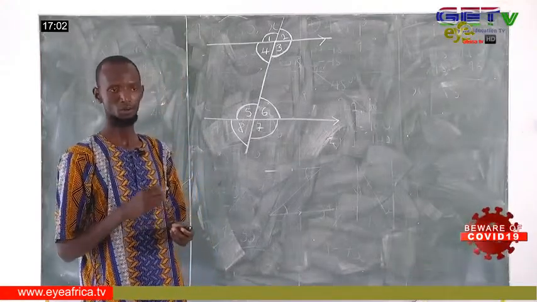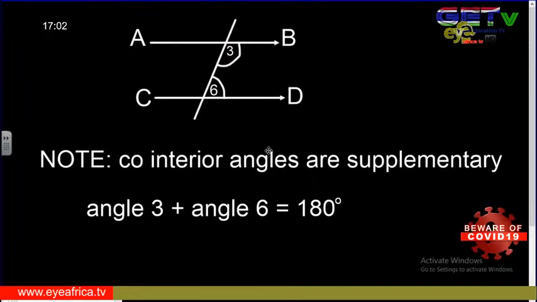Now note that co-interior angles are supplementary. Remember, we have dealt with supplementary angles. We know they are angles that add up to 180 degrees. So co-interior angles, unlike our previous angles, are not equal. They add up to 180 degrees. So in this case, if you add angle 3 and angle 6, your answer should be equal to 180 degrees. So always, if you know one of the angles, of course, you can easily find the other one because you know the sum is 180. So if you know one, just subtract that from 180 to get the other one.